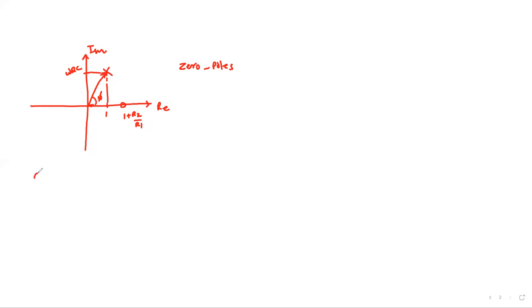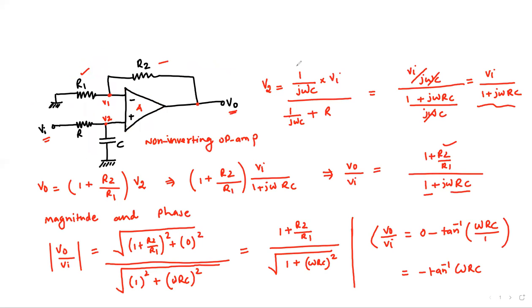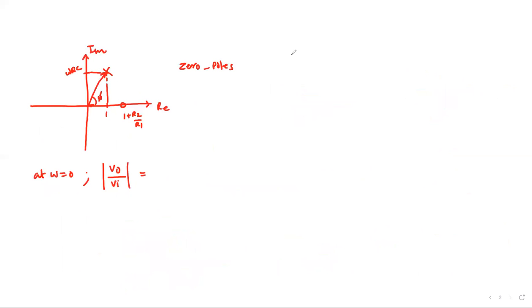So let us analyze the three cases. At omega equal to 0, we try to obtain the value of the magnitude, so we plug in the value into the expression for this magnitude. We know that omega is equal to 0 here, so we put in that value. So 1 plus R2 divided by R1, square root of 1 plus 0. That comes out to be 1 plus R2 over R1. So that's the DC value.